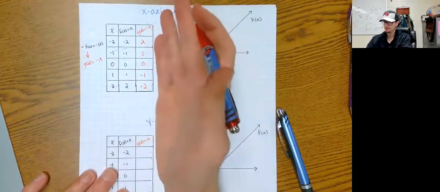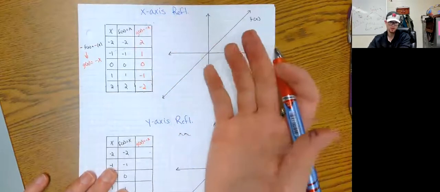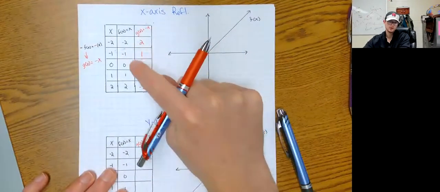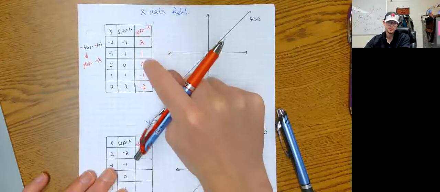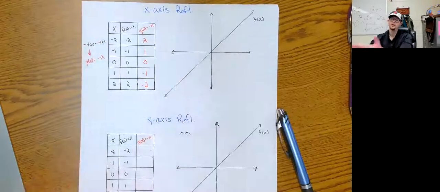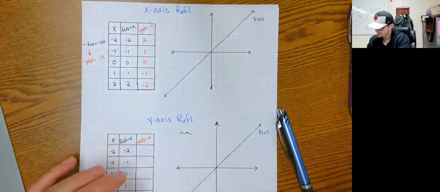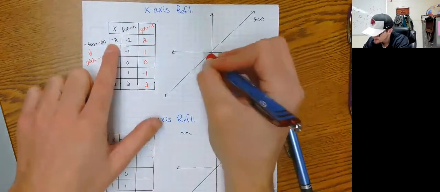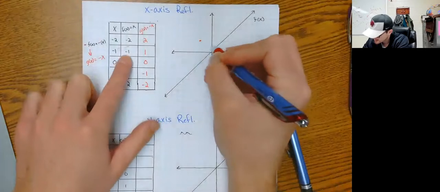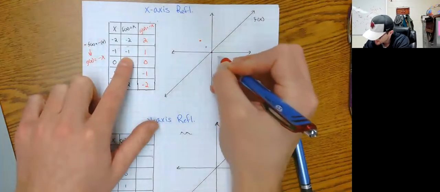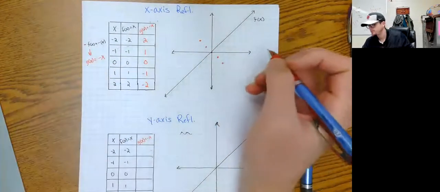So we flipped it, right? We reflected it. That was the whole point. It was negative 2, negative 1, 0, 1, 2. Now it is 2, 1, 0, negative 1, negative 2. We have flipped it, reflected it. Okay, so let's plot these points. We got negative 2, 2, negative 1, 1, 0, 0, and then so on and so on.